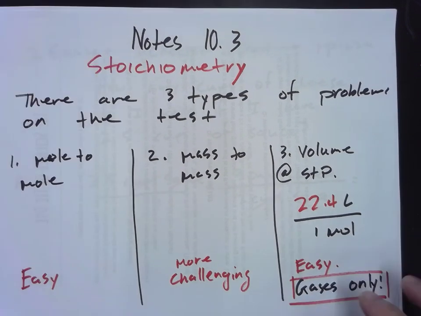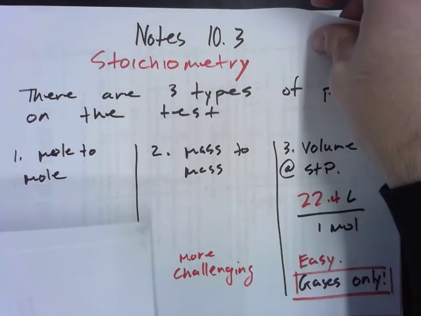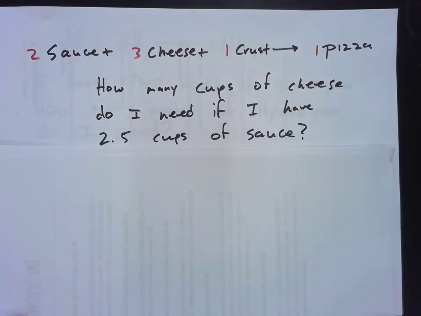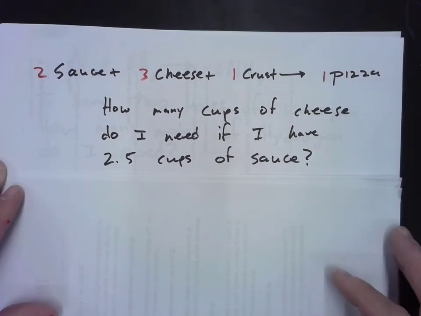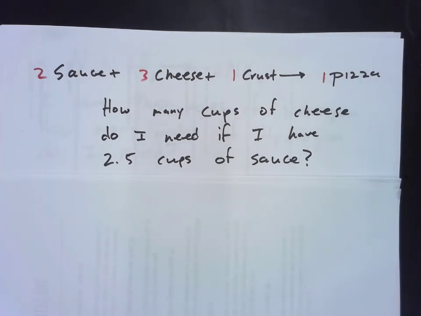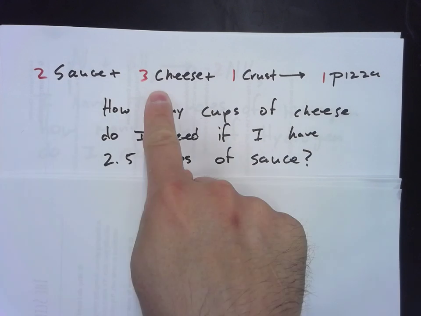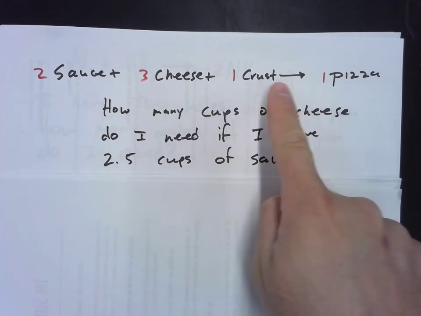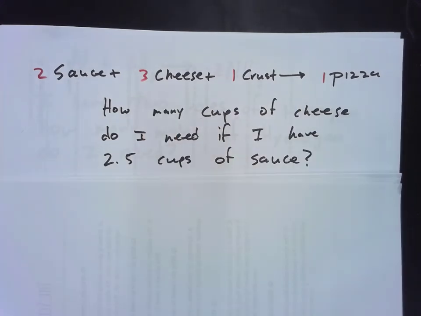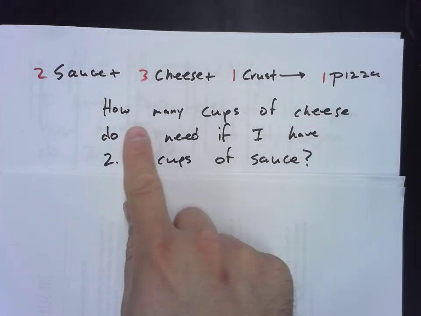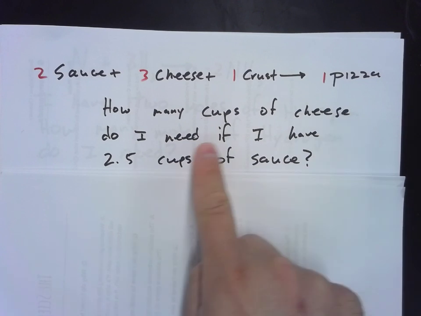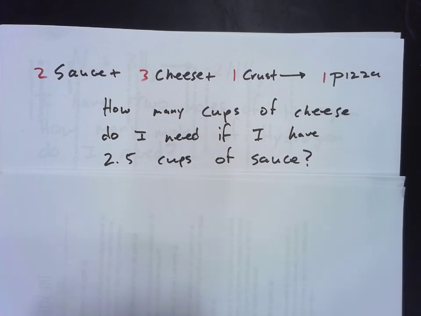making pizza. If I were to make pizza, this is the recipe that I would use. I know it's overly simplified, but this is the recipe I would use. I would use 2 cups of sauce, 3 cups of cheese, 1 crust yields 1 pizza. Go ahead and copy that recipe down, and then copy down the question. How many cups of cheese do I need if I have 2.5 cups of sauce?